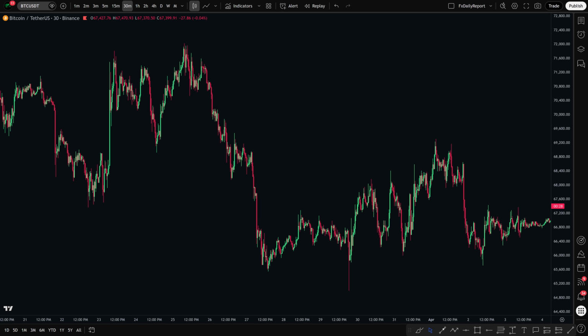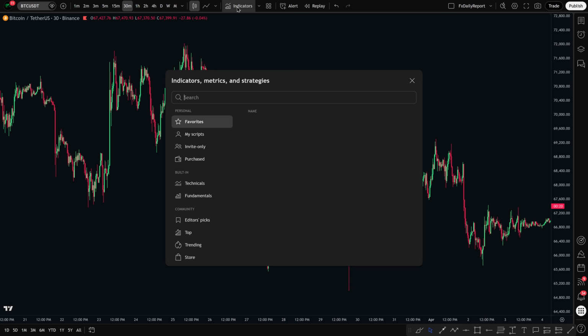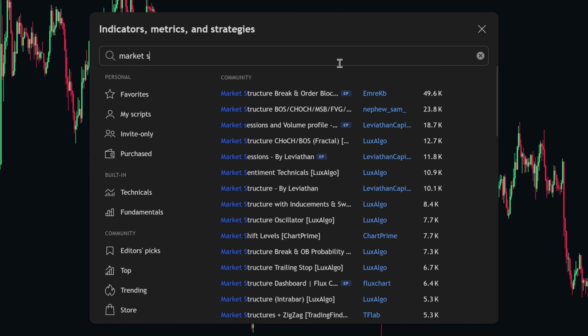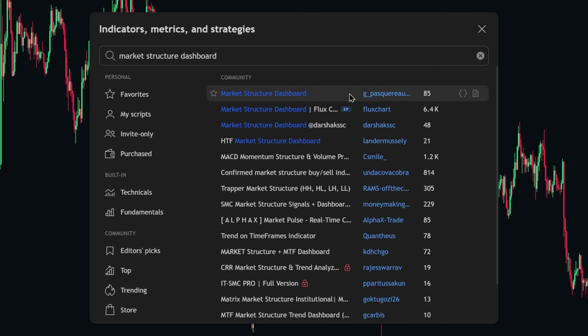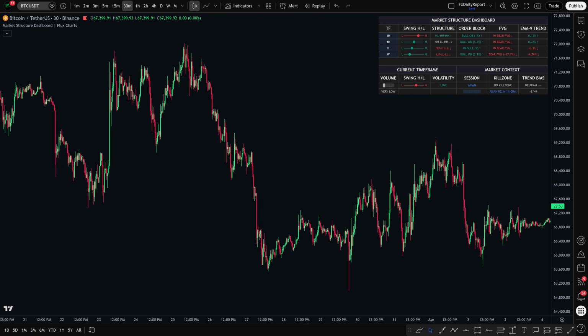Open TradingView and click on the Indicators tab at the top of your screen. In the search box, type Market Structure Dashboard. Then select the one by Flux Charts. Once you add it, close the search box and your dashboard will appear on your chart.